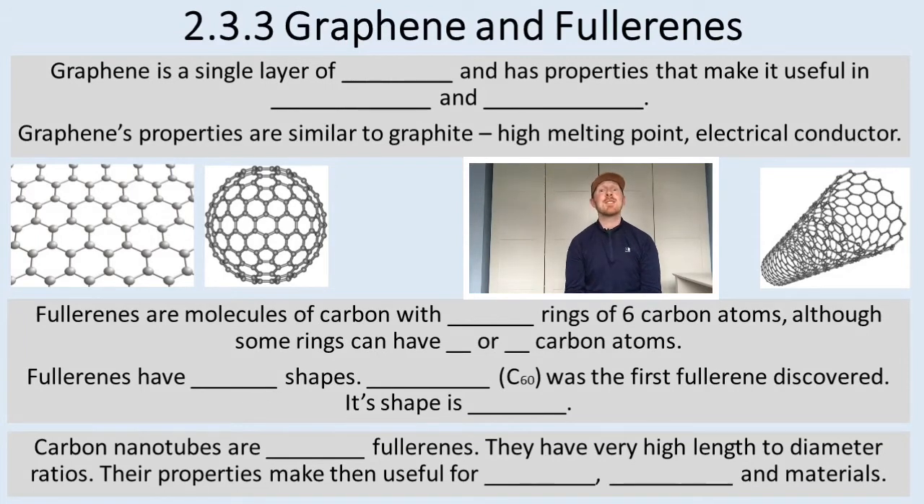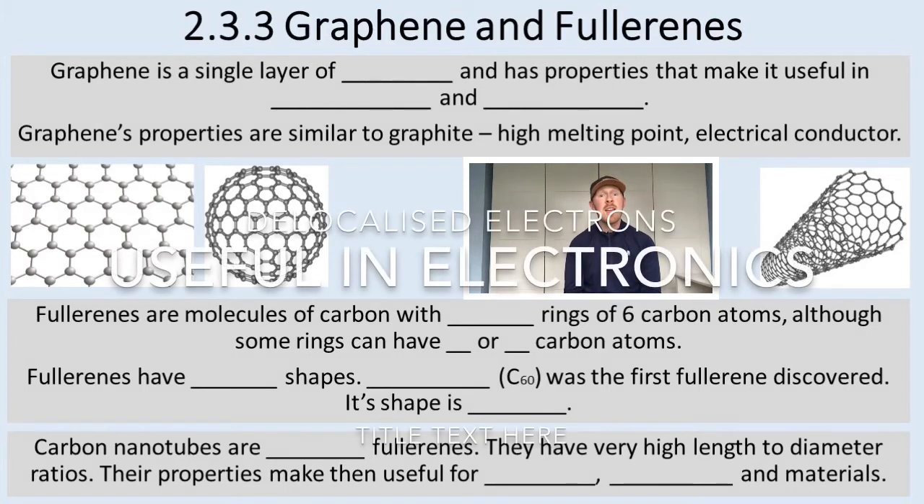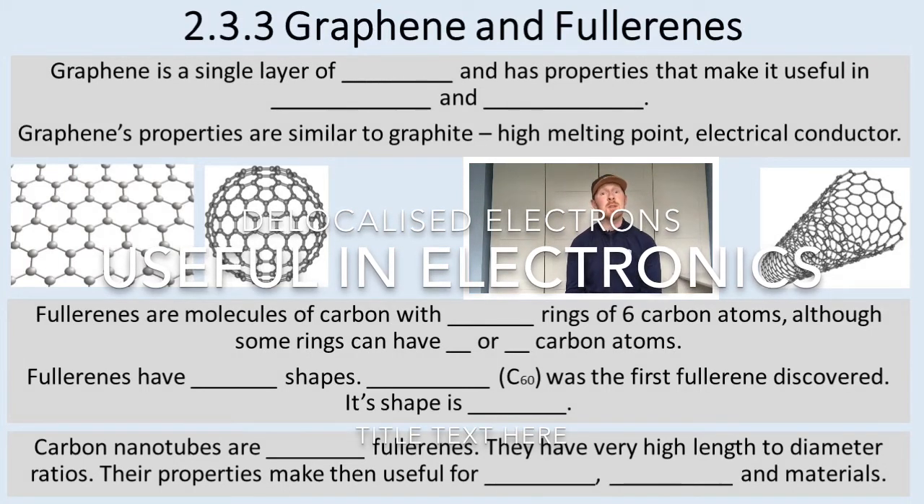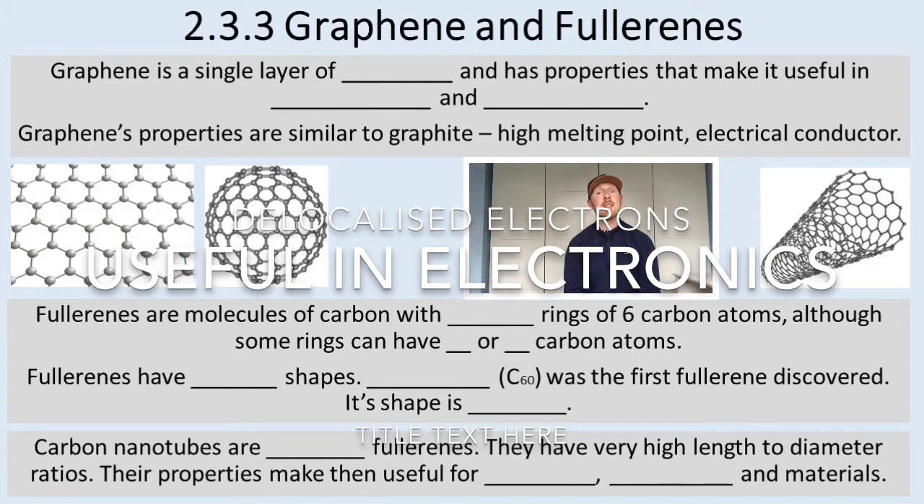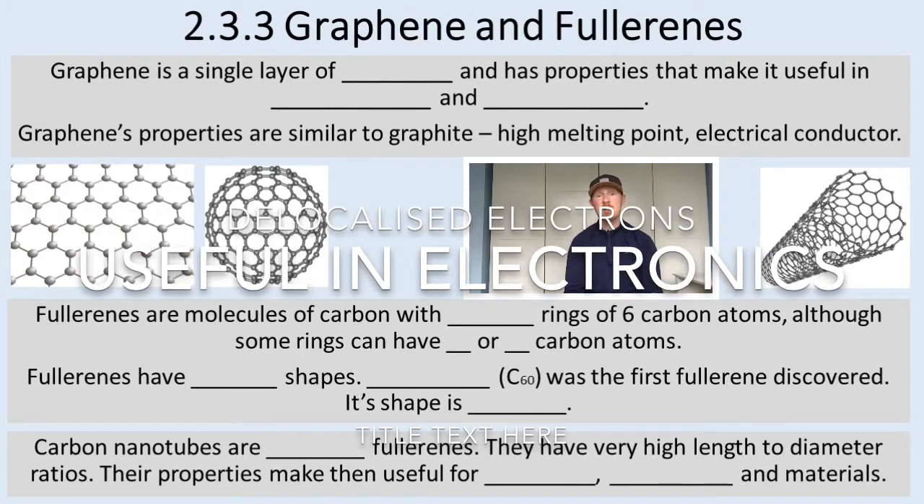And remember, they've got the same properties as graphite. So they're hard, they're strong, and they have delocalized electrons which can move through the substance. So they're really, really useful for electronics. They're also used for other materials, just to strengthen them.